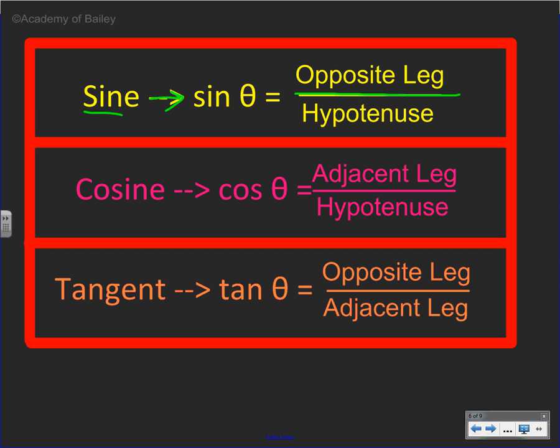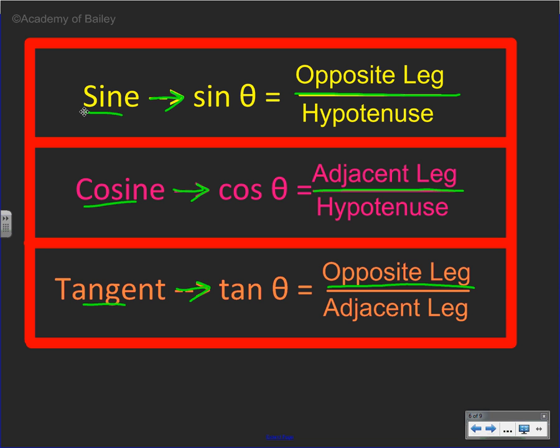The next one down, cosine. So the formula says cosine of theta is equal to the adjacent leg divided by the hypotenuse. And the last one here, tangent. Tangent of theta is equal to the opposite leg divided by the adjacent leg.